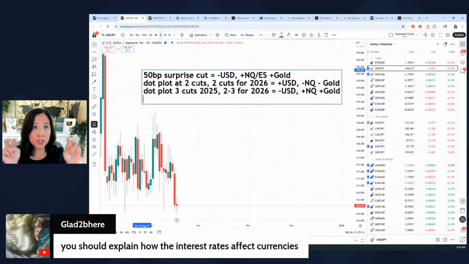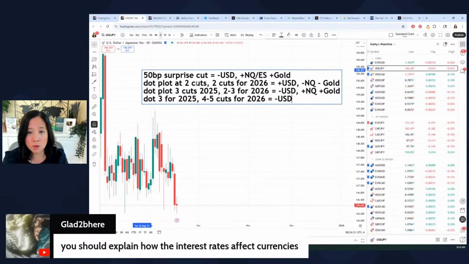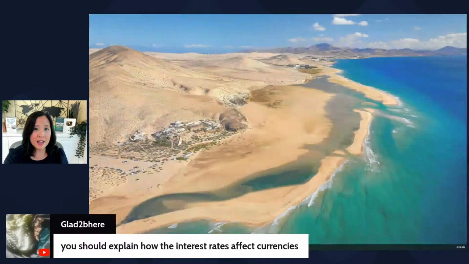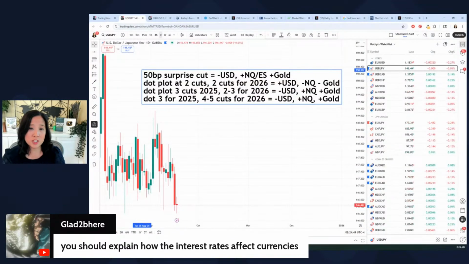Now, this is where the realistic surprise is here, okay? If the dot shows 3 for 2025, which is probably going to happen, okay? If it's 4, it's even better. Then we show 4 to 5 cuts for 2026, which is more aggressive than what the market expects. Then you're going to see a much more dramatic sell-off in the dollar, rally in the NASDAQ, rally in gold. This is the trading game plan for today. And so hopefully I've laid out to you what to expect and what you can anticipate for today.